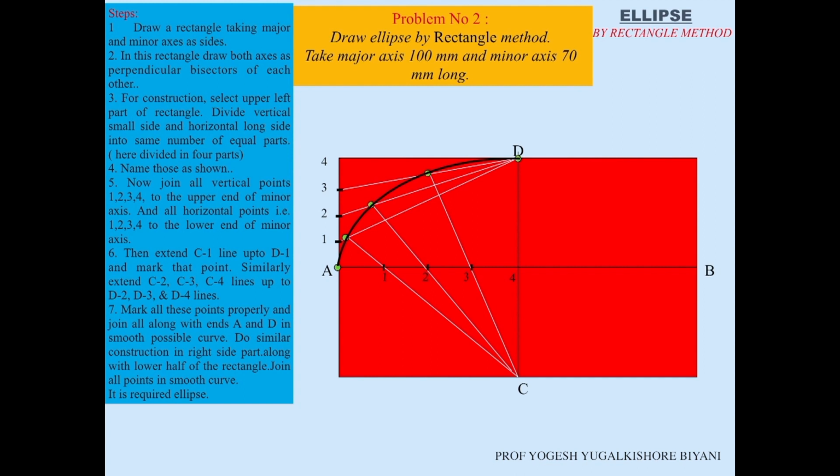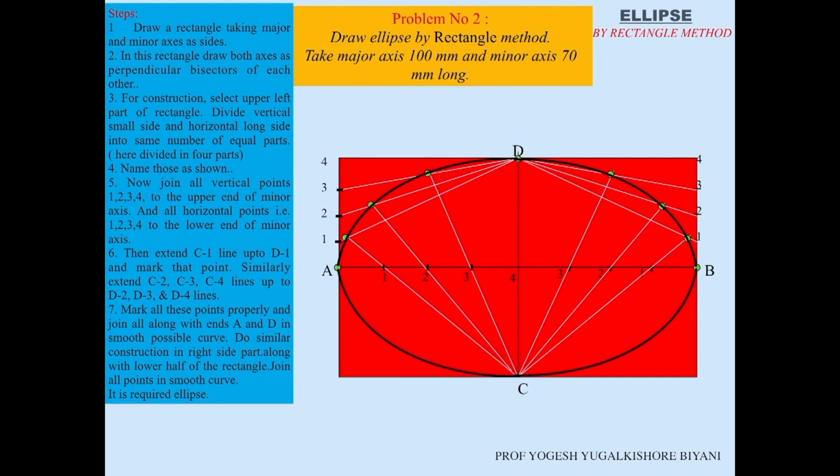We have taken one of the upper corners of a rectangle for that. That was the upper left part of the rectangle. Similarly, you do the construction in the right side part along with the lower half of the rectangle. Join all the points by a smooth curve. This is the required ellipse. See how it happens. Now we'll just copy the upper part of the ellipse and this is our required figure.